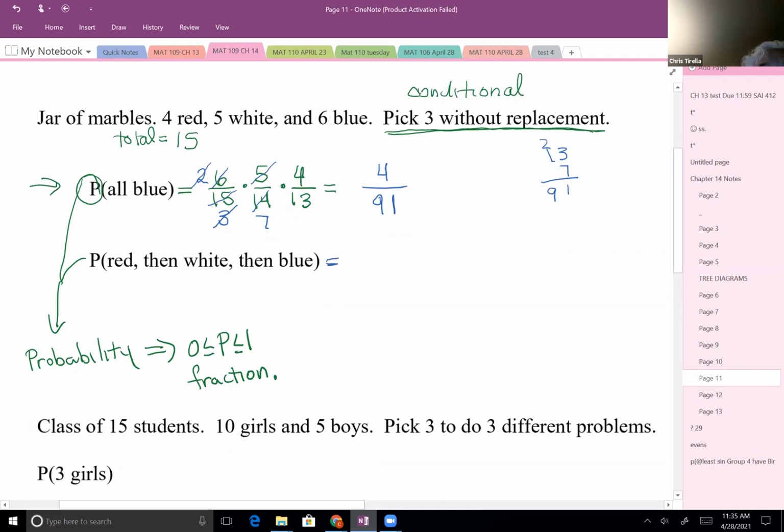So then what's the probability that I first get a red? Well, red, there are 4 out of the 15. Then a white. White, there are 5, but again, remember that there are only 14 marbles left. Then a blue, well, there's 6. And remember, there are only 13 marbles left. And I guess as I look at this, I've got the same factors in the numerators as the denominators. So this one would also be 4 out of 90.